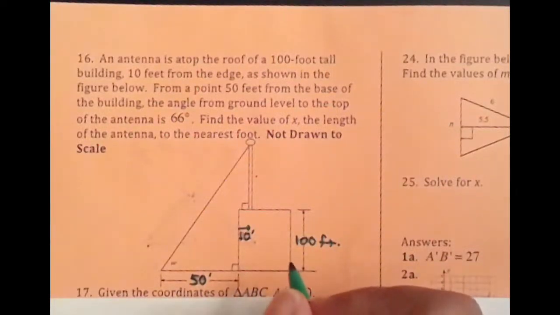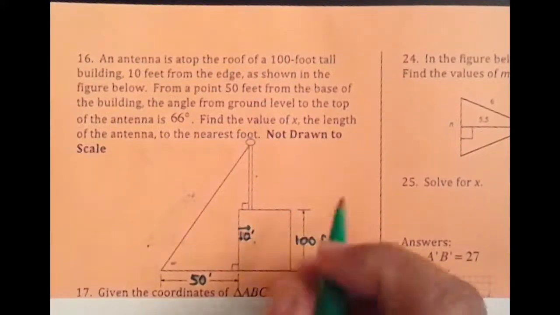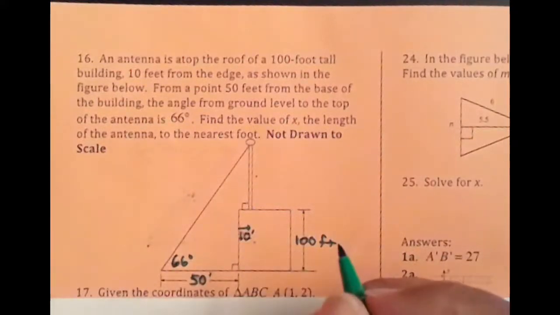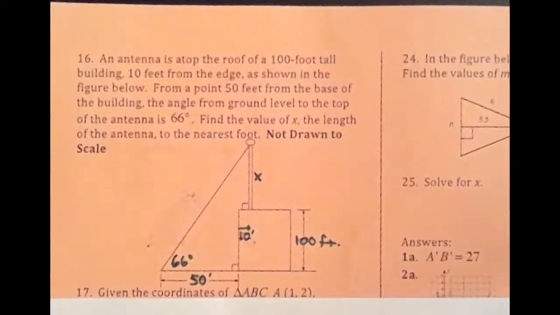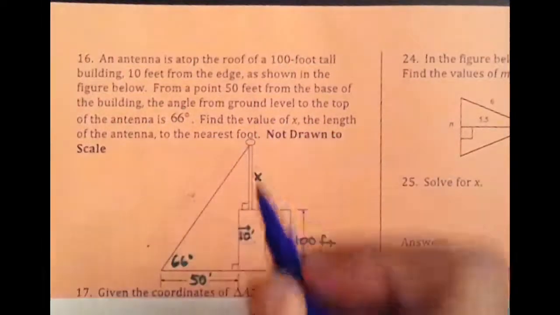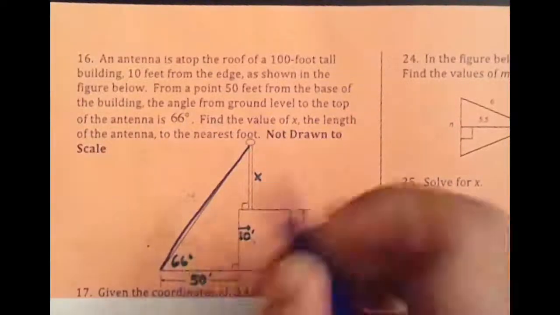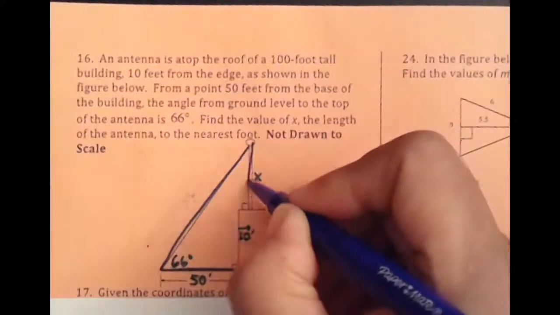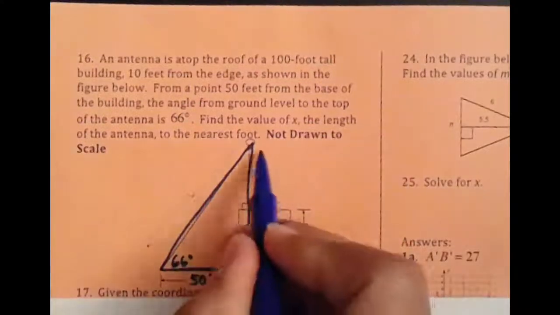And then we have the angle from the ground level to the top of the antenna is 66. So ground to the top of the antenna, 66 degrees. Find the value of x, which is the length of the antenna to the nearest foot. So this is x that we have to find. I'm going to go ahead and draw in this little right triangle that we're looking at. It goes across, and this is going to go straight down like this. So we just want to find this x right here.